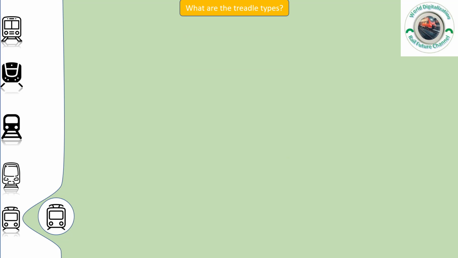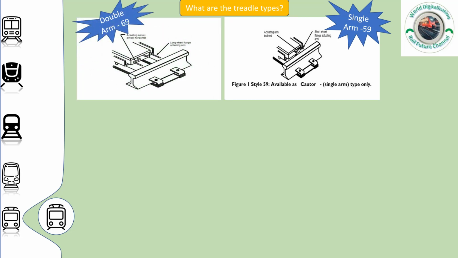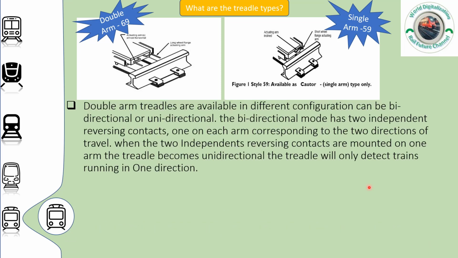What are the treadle types? As we mentioned before, we have a single arm, which is called 59, and we have a double arm, which is called 69. Double arm treadles are available in different configurations. They can be bidirectional or unidirectional.